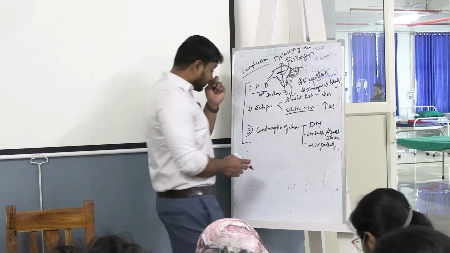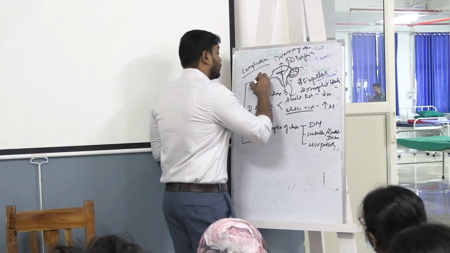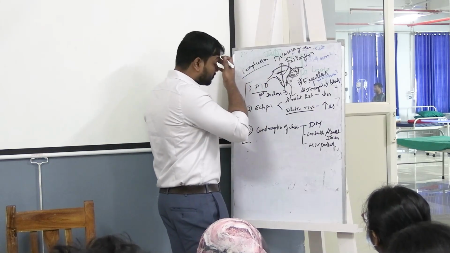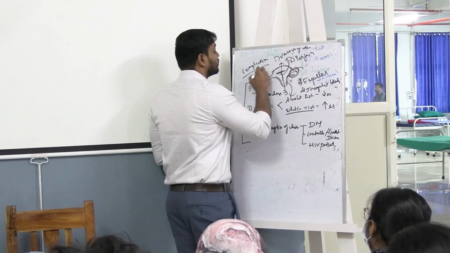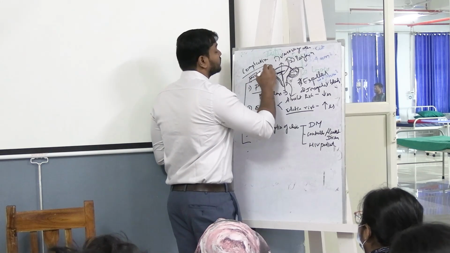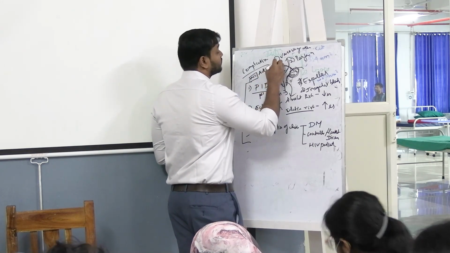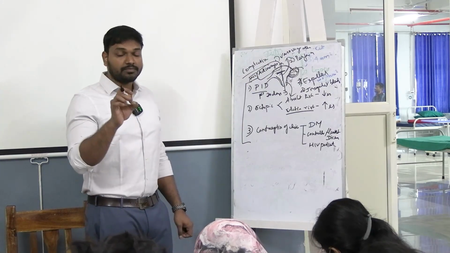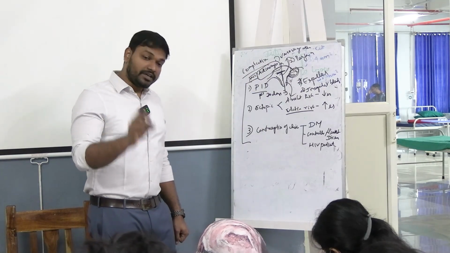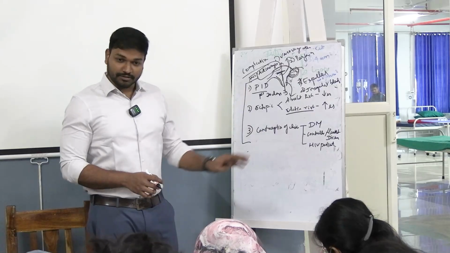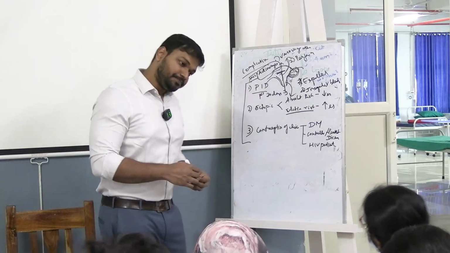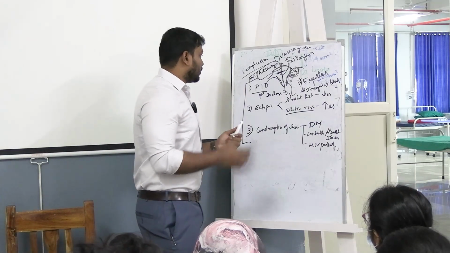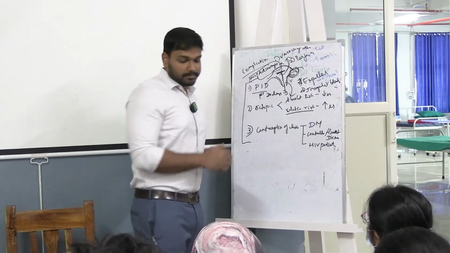And copper T causes, I told you PID. Most commonest cause is actinomyces. Most commonest cause of PID in copper T is actinomyces. This is an MCQ. Okay. So these are about the complications.